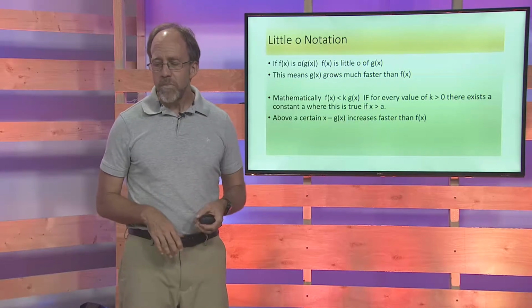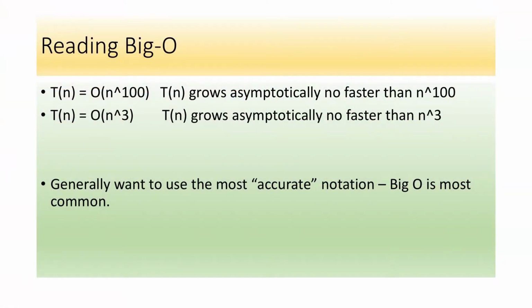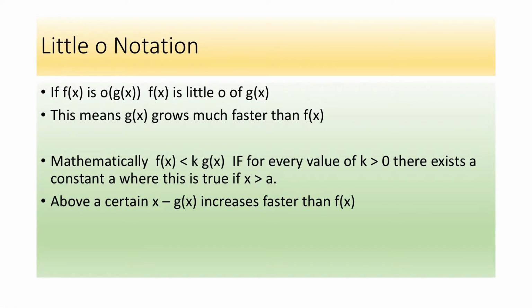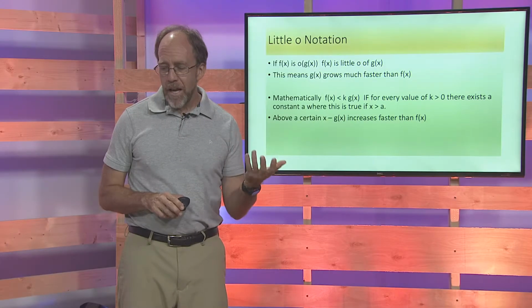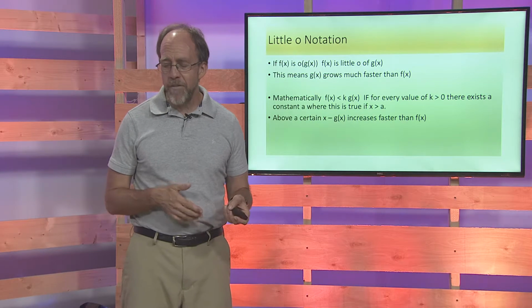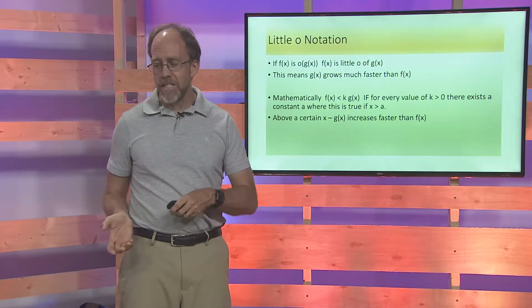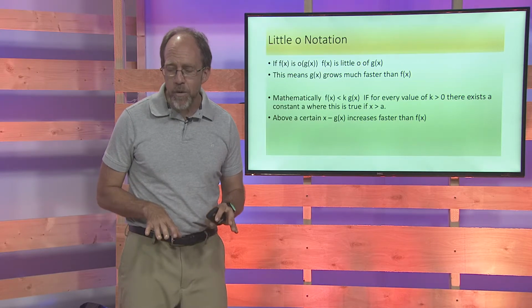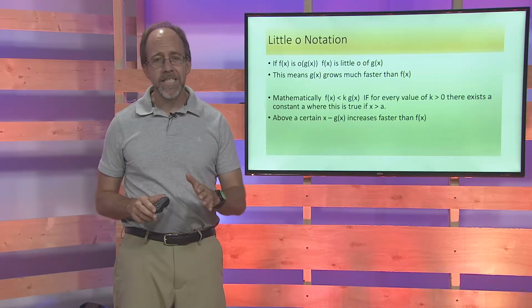Okay. Little o. Little o is an interesting one also because the mathematical definition of little o is kind of interesting. We read it just like we read big O. With big O, we'd say this is big O of n. We can say the same thing with little o. So if I say f of x is o of g of x, then f of x is little o of g of x is how you read it. And what it's telling you is that g of x grows faster than f of x. g of x is an upper bound.